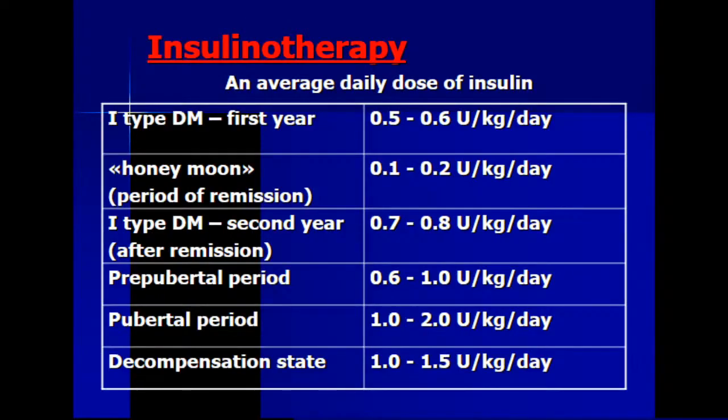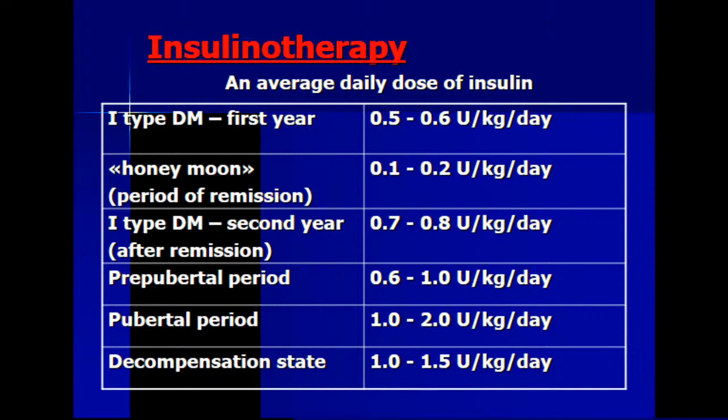Now, students, I would like to draw your attention to the dose of insulin, the average daily dose of insulin. First year, children necessary 0.5-0.6 unit of insulin, daily dose per kg per day. After their development, a honeymoon period or period of remission, 0.1-0.2 unit per kg per day.